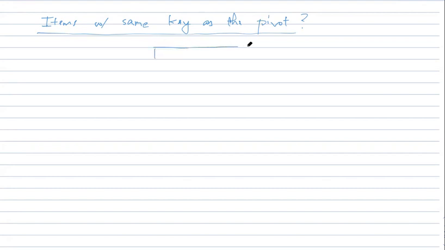so when there are items with the same key as the pivot, what is happening in that case? So let's take an example. So suppose I have all the entries as the same entry.